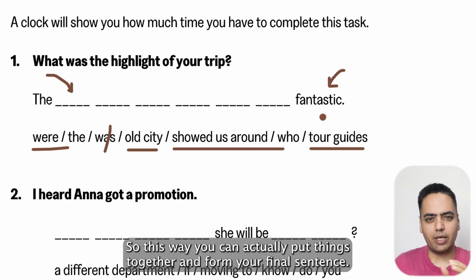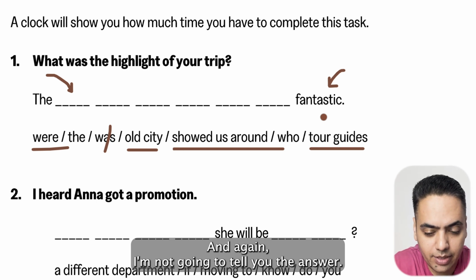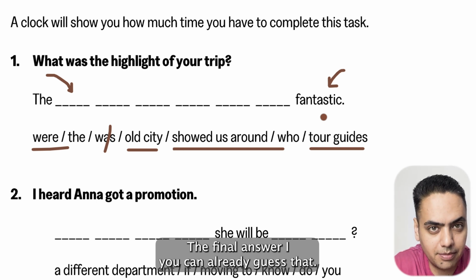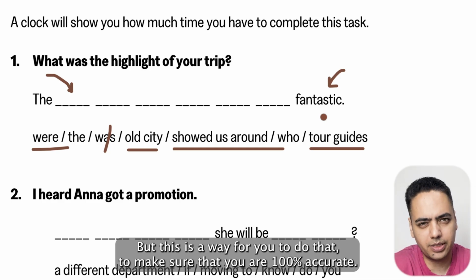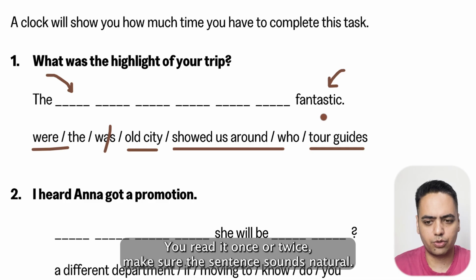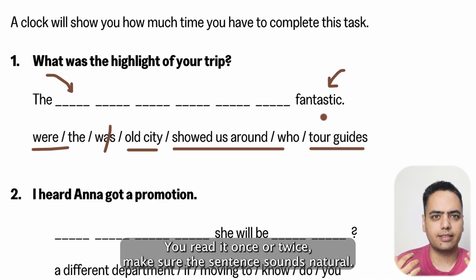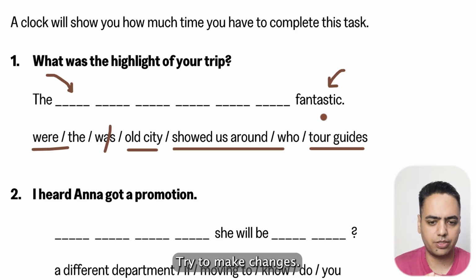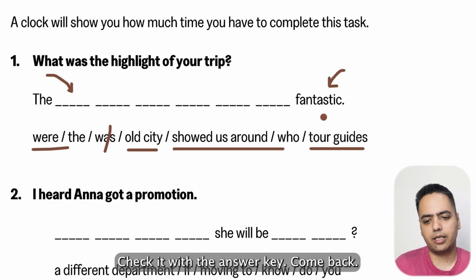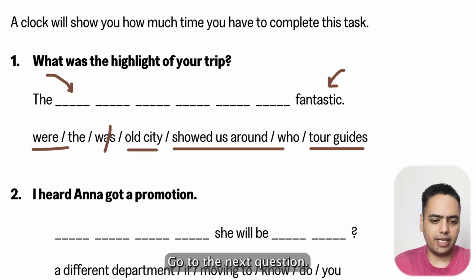So this way, you can actually put things together and form your final sentence. Again, I'm not going to tell you the final answer. You can already guess that, but this is a way for you to make sure that you are 100% accurate. Read it once or twice, make sure the sentence sounds natural. If it doesn't, something is wrong. Try to make changes. Check it with the answer key, come back, go to the next question.